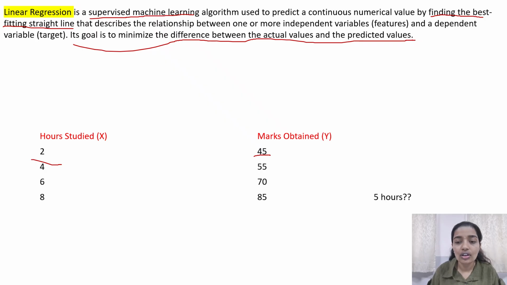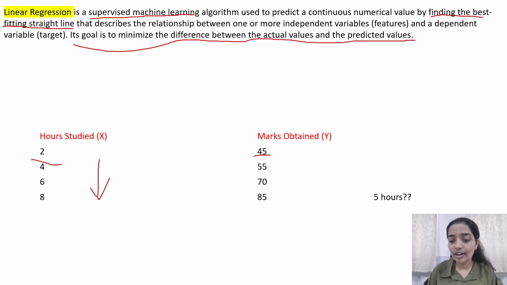So this is something we are going to study, the assumptions of this algorithm. But just to start with, this is the data set that we are given. At different intervals, the difference between the intervals is 2. As the number of hours studied increases, the marks obtained also gradually increase. So the question is: if a student studies for 5 hours, how much will that student score? This is our aim.